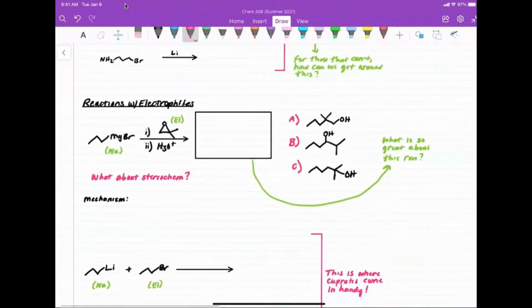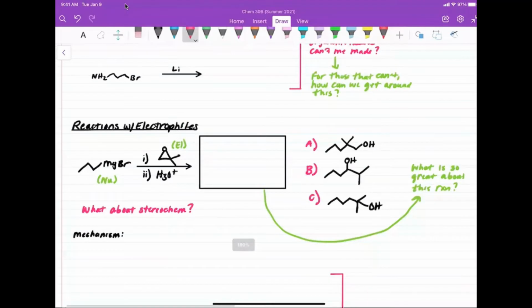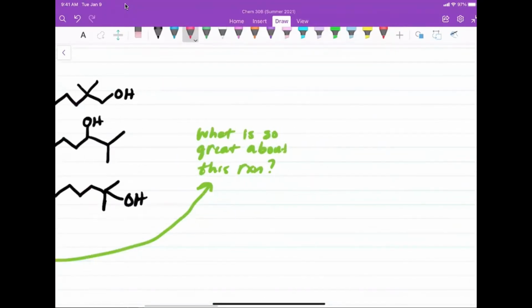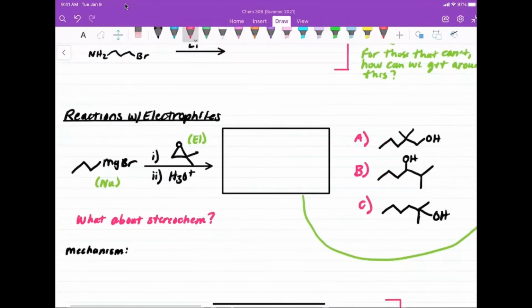Okay, so now let's talk about the reactions that these organometallic reagents can do. One of the really cool reactions they can do is react with epoxides. And what's cool about that, or why don't you tell me? I actually have a question in the notes. What is so great about this reaction? Does anyone want to tell me what's so great about this reaction? Now go ahead and draw the arrow pushing while somebody tells me why this is just such an amazing reaction.